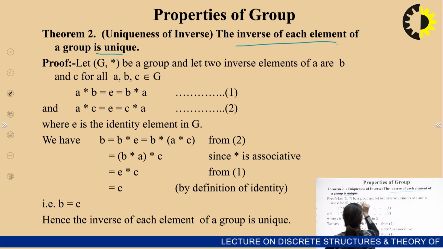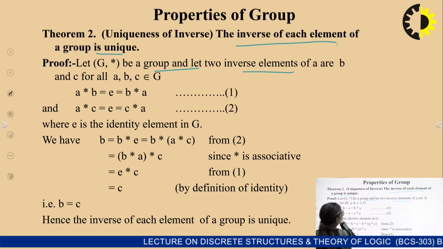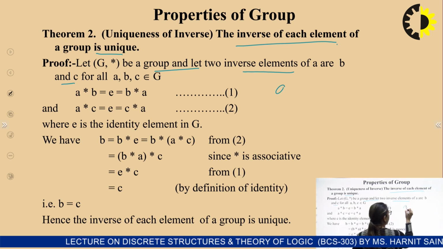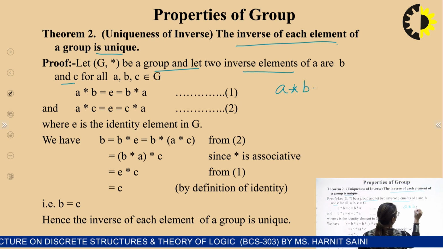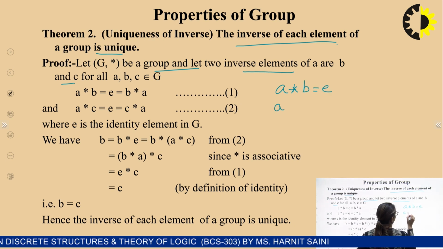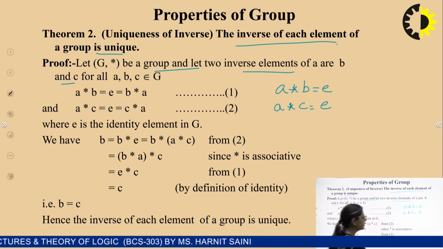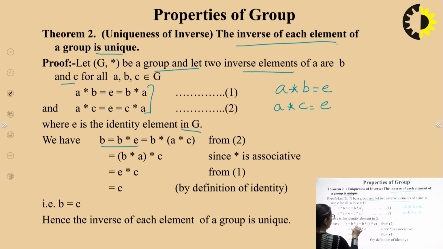Let G be a group and let two inverse elements of A be B and C. That means A cross B will give E and A cross C will also give E, right. This is the property of inverse. See, we can say here, where the identity element in G is B cross E.